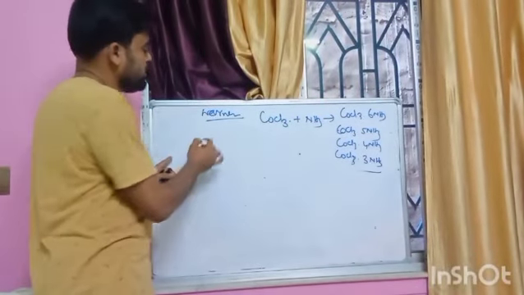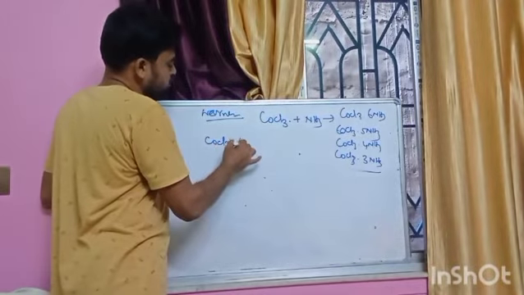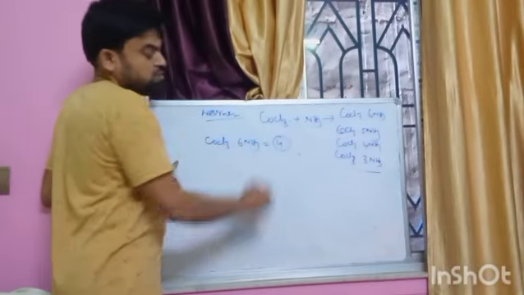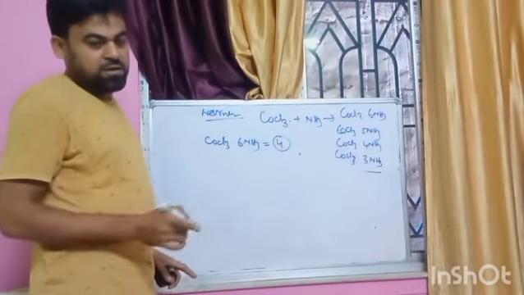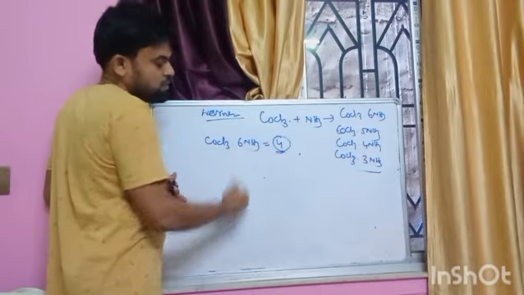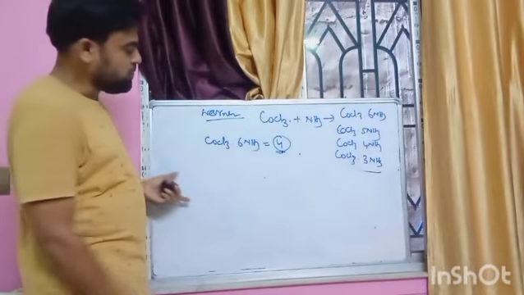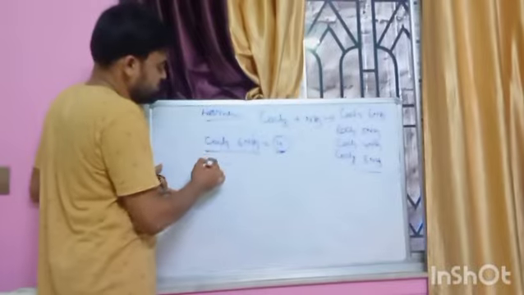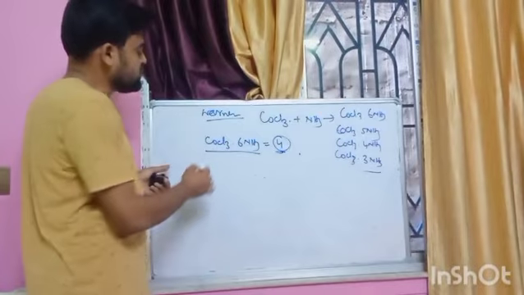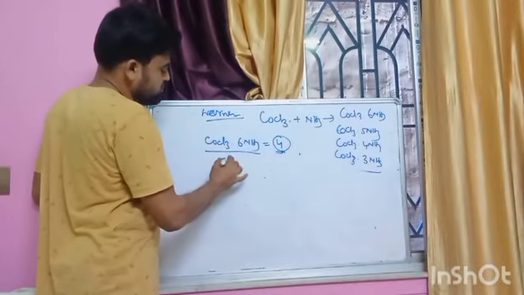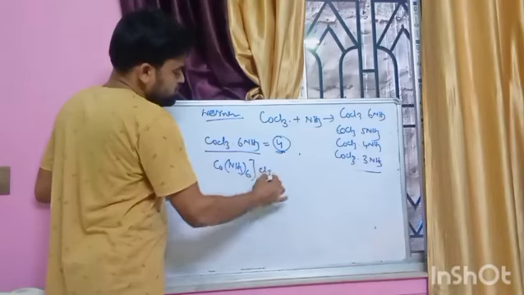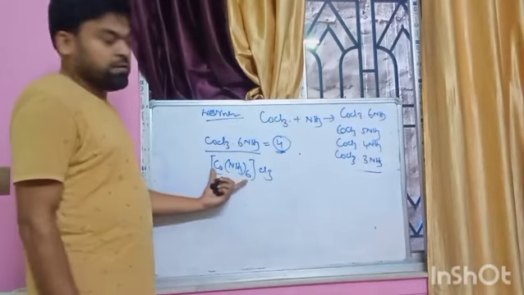For CoCl3.6NH3, the number of ions is 4, that is, the total number of cations plus anions equals 4. Let us explain how the total number of ions is 4. We draw the actual structure of CoCl3.6NH3: [Co(NH3)6]Cl3.